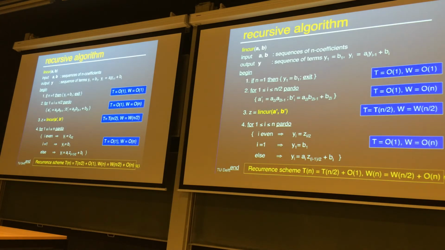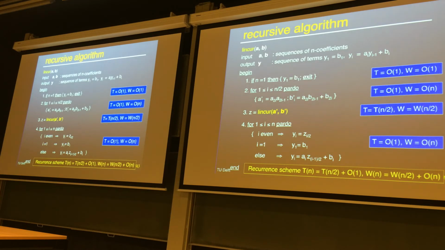If now you compute the final amount of time, then the final amount of time is t n divided by 2 plus O1, and W n is W n divided by 2 plus O n. So, now you can guess what the result is. If you apply this recurrence, what will come out for the amount of time? That's the O of log n.